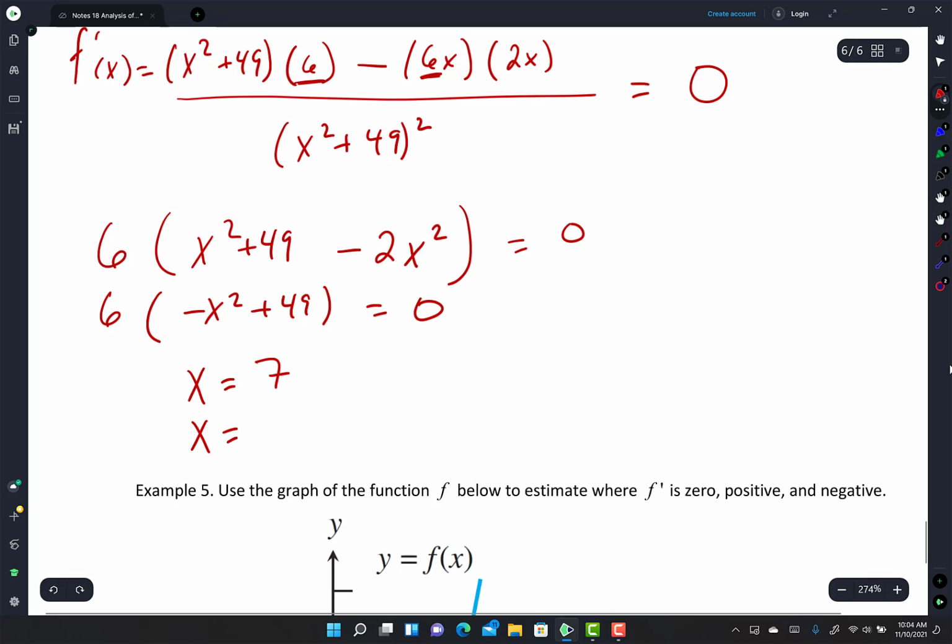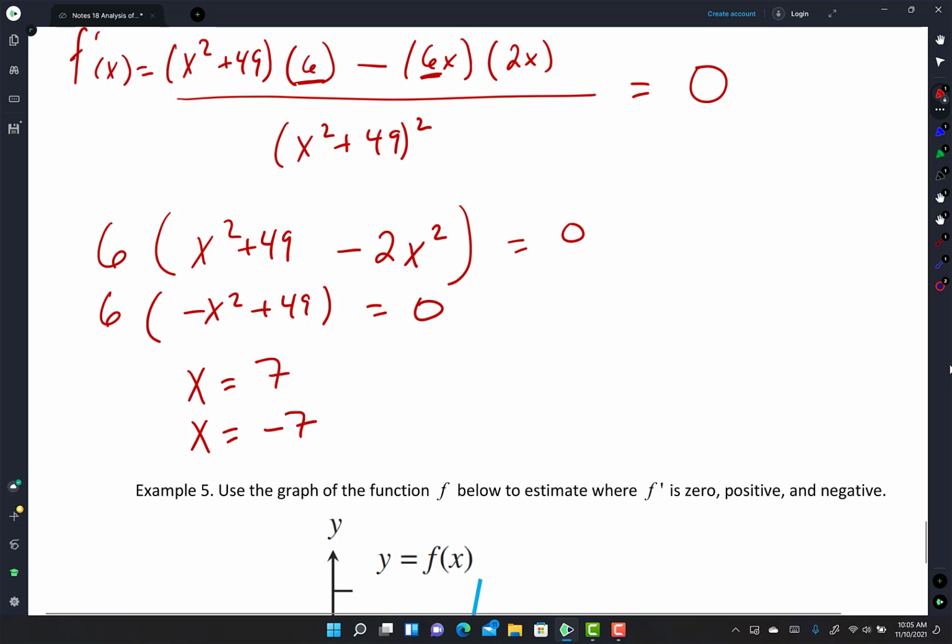7, or if x is equal to negative 7. Because you keep the negative there. Negative 7 squared is 49, but that negative in the front stays there. So negative 49 plus 49, 0. Yeah, or difference of squares. Are we still okay, guys?